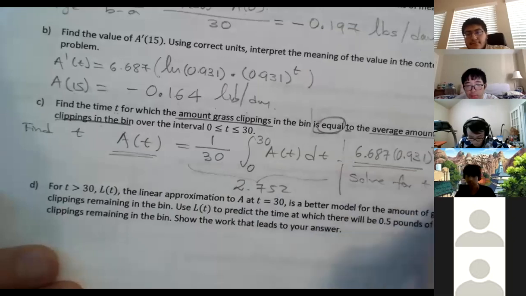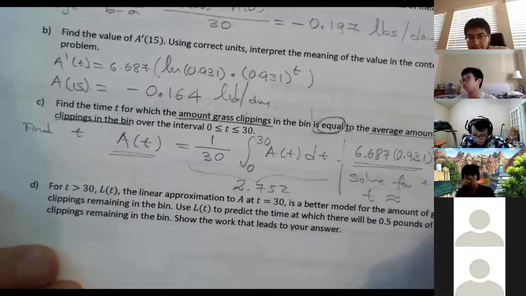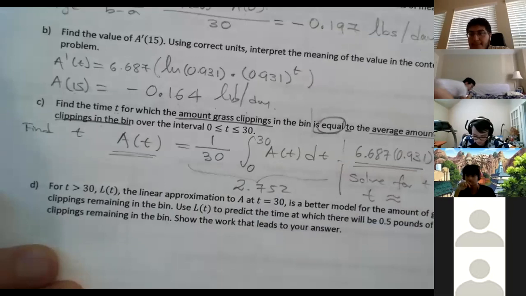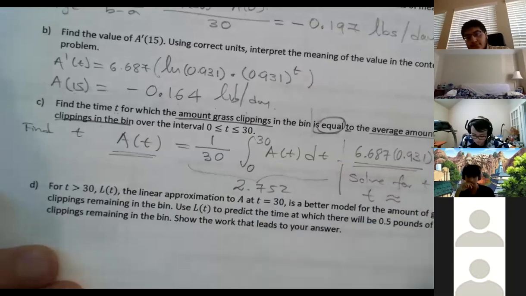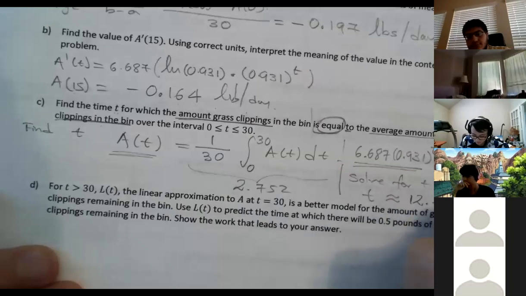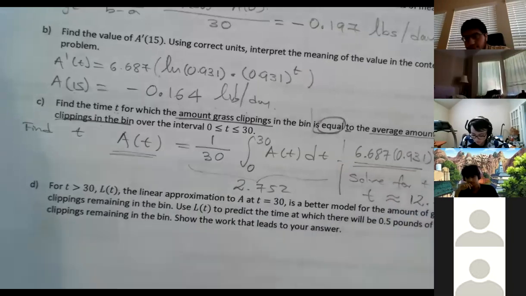And then t, you can use the calculator for that. Or you can divide by this and then take ln on both sides, either way. Then you find t. T should give you 12.414. Okay?